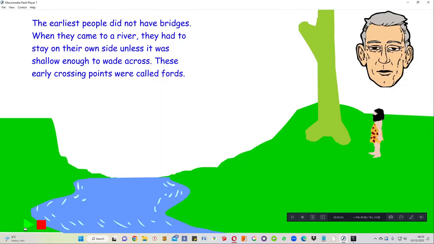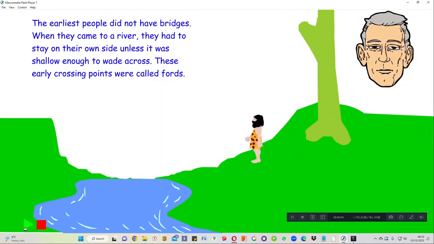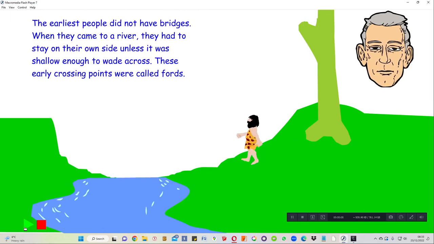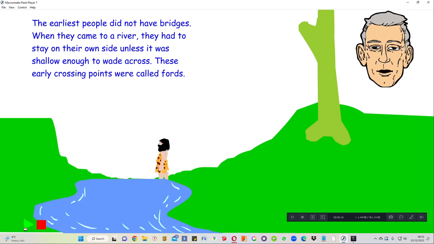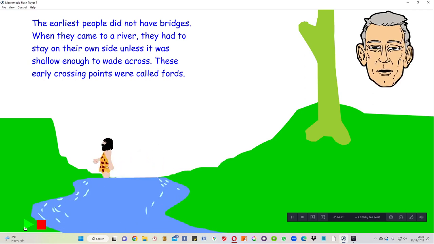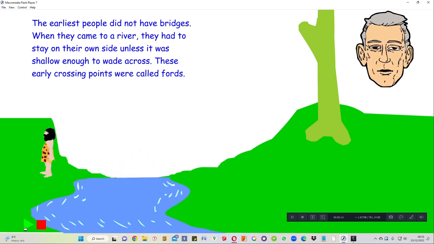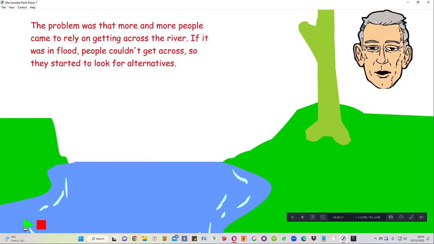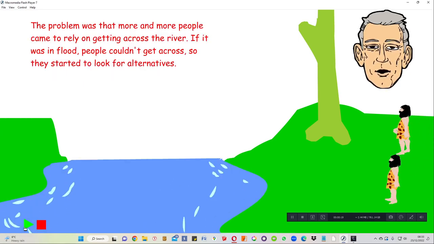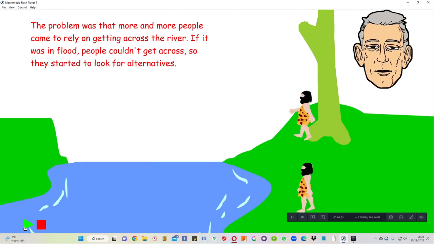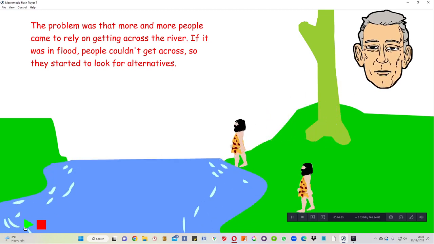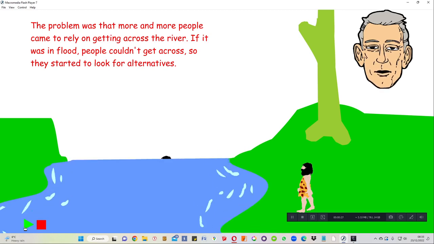The earliest people did not have bridges. When they came to a river, they had to stay on their own side, unless it was shallow enough to wade across. These early crossing points were called fords. The problem was that more and more people came to rely on getting across the river. If it was in flood, people couldn't get across. So they started to look for alternatives.